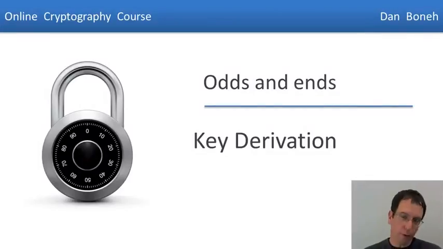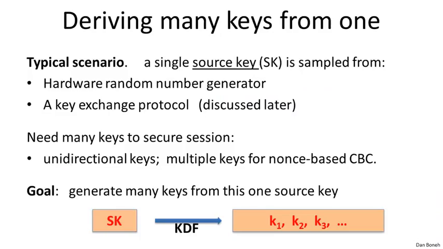Well, we're almost done with our discussion of symmetric encryption. There are just a couple of odds and ends that I'd like to discuss before we move on to the next topic. So the first thing I'd like to mention is how we derive many keys from one key. And actually this comes up all the time in practice, so I'd like to make sure you know how to do this correctly.